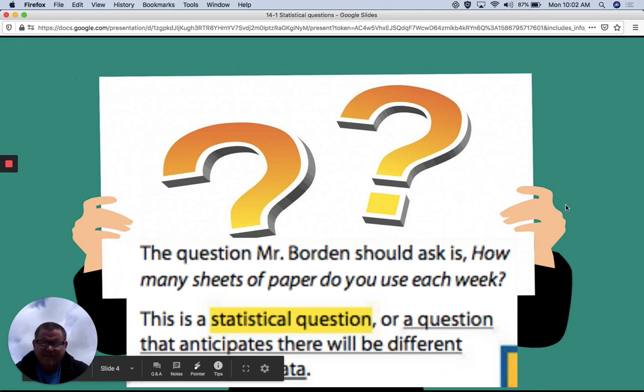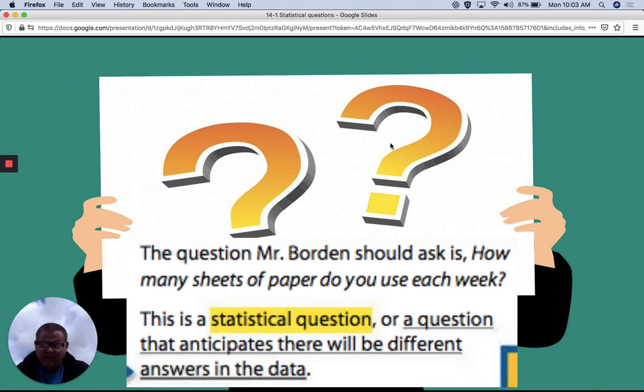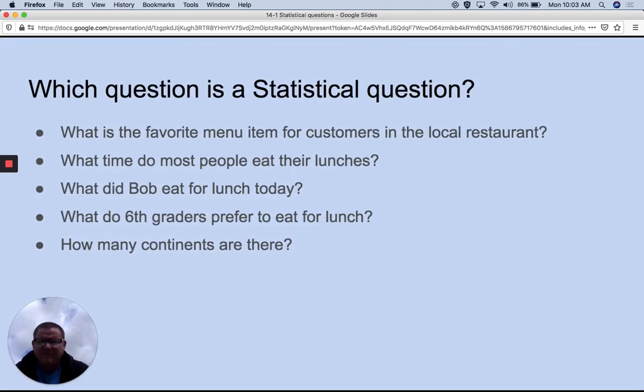So this right here is just the definition of a statistical question. It's a question that anticipates that there will be different answers in the data. So if I ask a question and there is only one answer, it is not a statistical question. But if I ask a question and there could be multiple answers to that, that is a statistical question. So let's take a look at these here for a second.